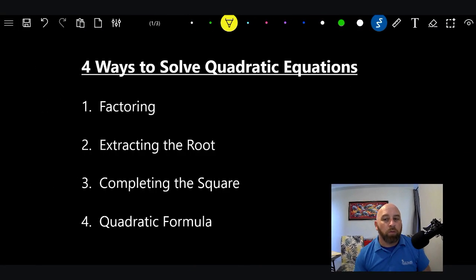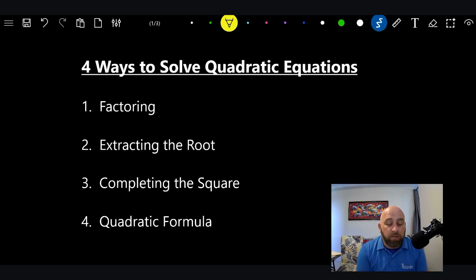There are 4 different ways to solve quadratic equations. We've only done one of those ways. To this point, we have only done the factoring method. Remember when we set the factor equal to 0? We were solving quadratic equations. You might not have known that, or we didn't call it that, but that's what you were doing.